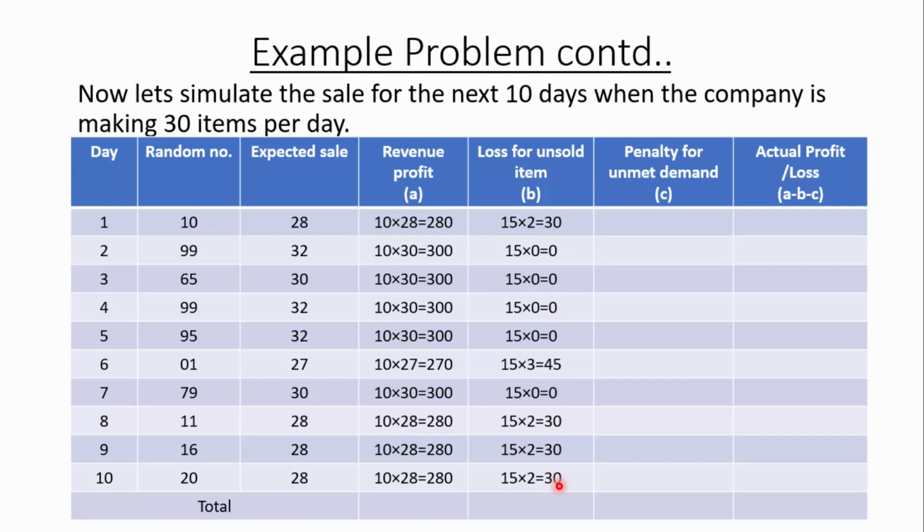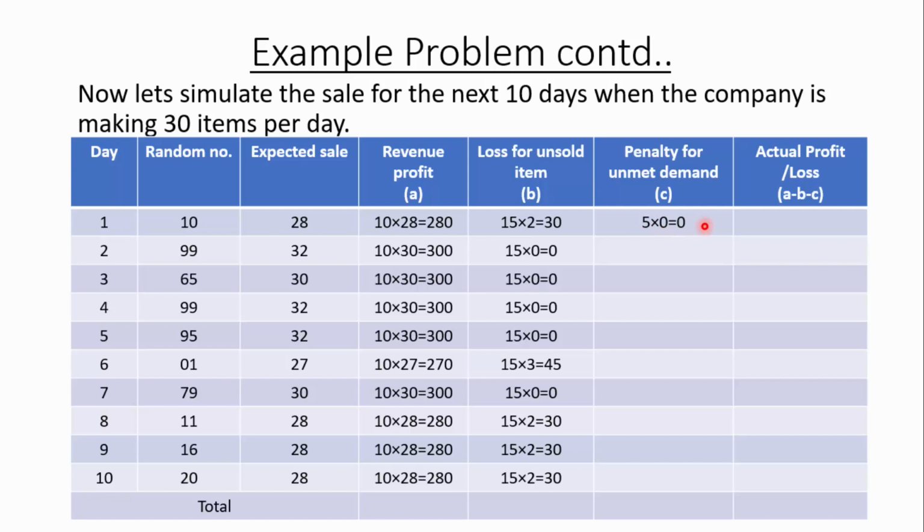Now let us calculate the penalty for unmet demand. We know that for any unmet demand we will have a penalty of rupees 5, and unmet demand occurs whenever the expected sale is greater than the items produced by the company. The company produces 30 items per day, and for day 1 the expected sale is 28. So here there is no unmet demand, because all the expected sale has been fulfilled. So the value here will be 0.